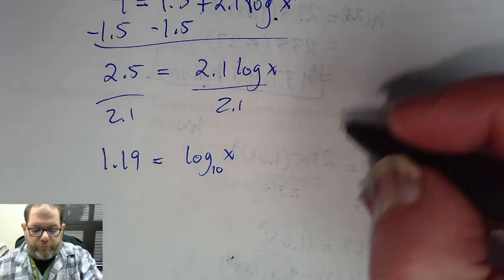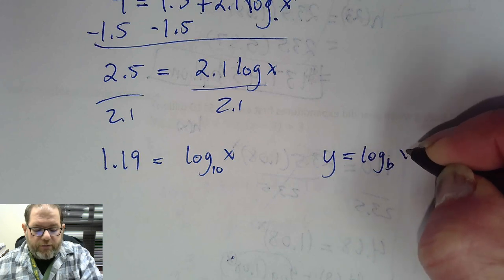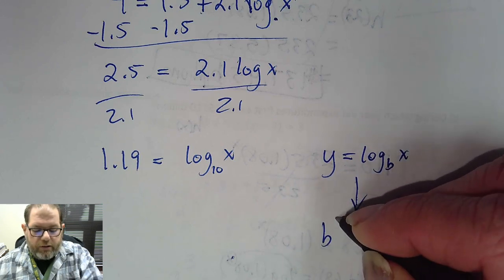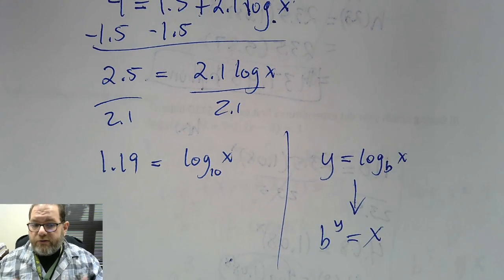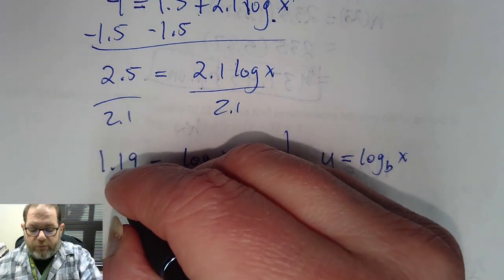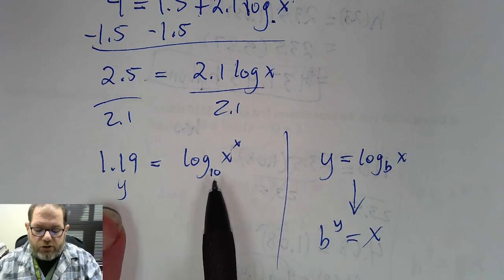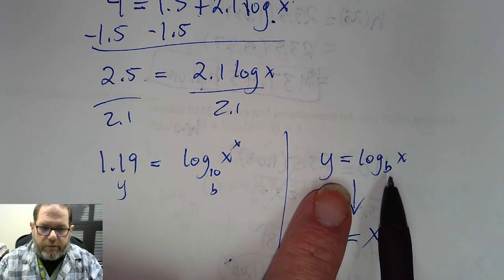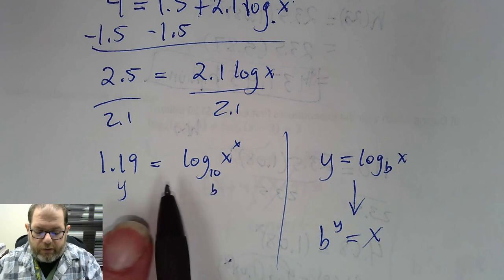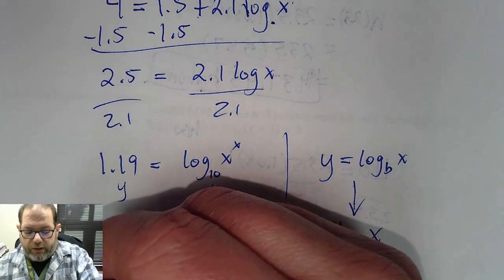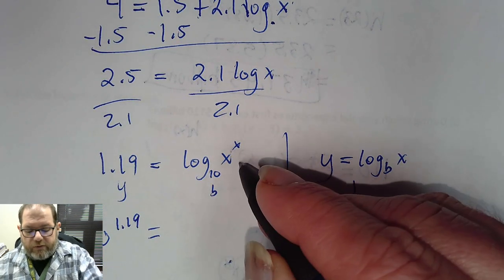Now, here, really our only choice of action is the conversion formula. So if we want, we can write it down side by side and line these things up. Here's our y, here's our b, here's our x, just to match it to this format. Now, b to the y, that'll be 10 to the 1.19 equals x, that's just x.